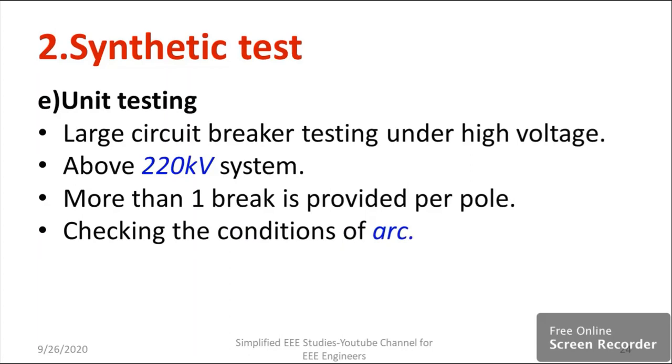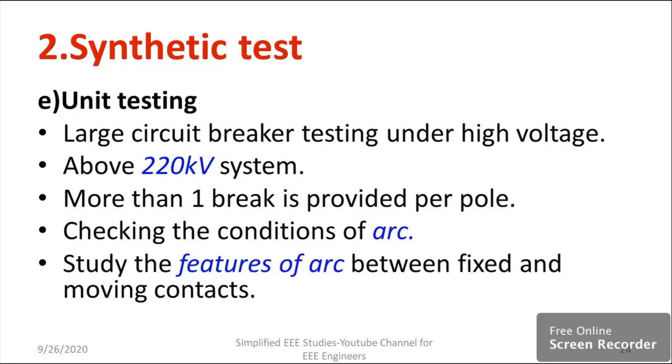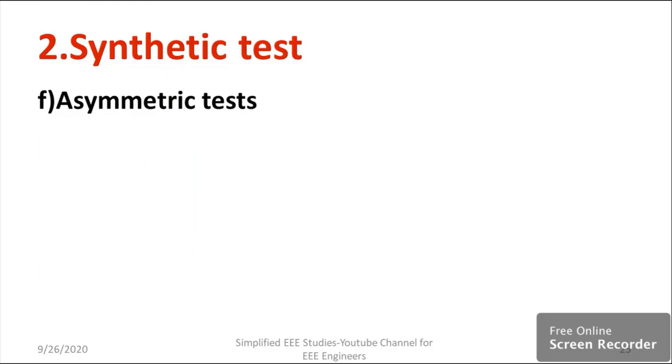Checking the condition of arc, you can check the behavior of arc, similar to synthetic test. Study the features of arc between fixed and moving contacts. The unit test will be really helpful for identifying the arc behavior. Okay, let us move on to asymmetrical test.